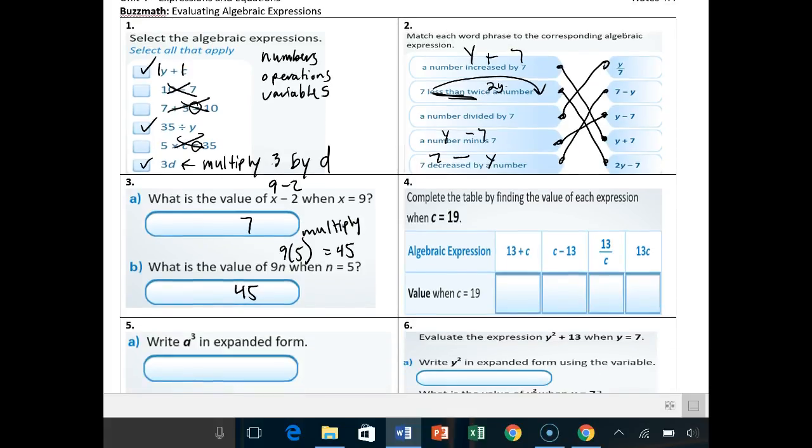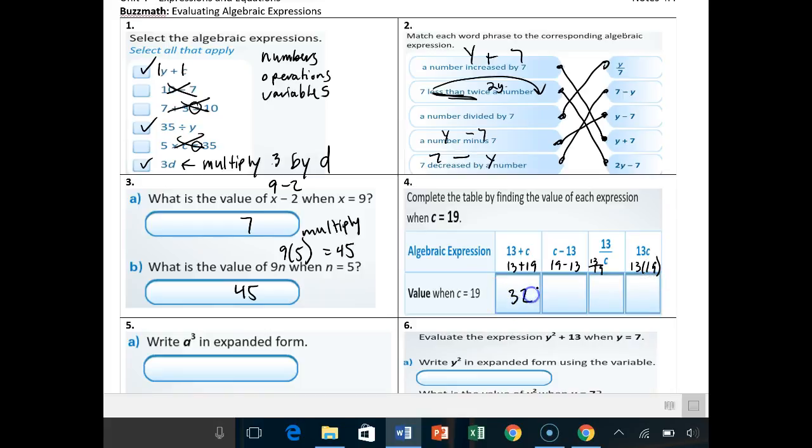Number 4, we're going to complete the table for c equals 19, so basically all we're going to do is, in all these scenarios, plug in 19. So for this first one, we're going to do 13 plus 19. And this one, we're going to do 19 minus 13. This we're going to do 13 divided by 19. And this one, we're going to do 13 times 19. So we just work our way down the line and we get our answer.